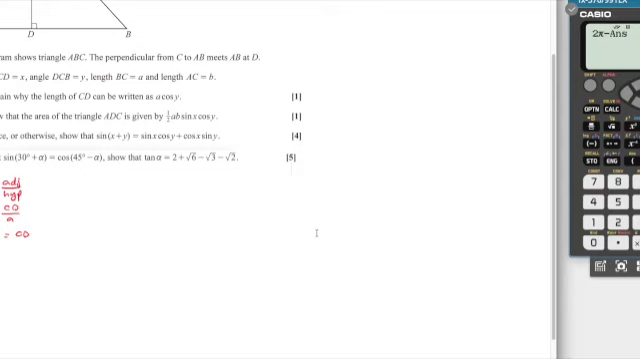Obviously, the pandemic meant that exam writers couldn't write exams.